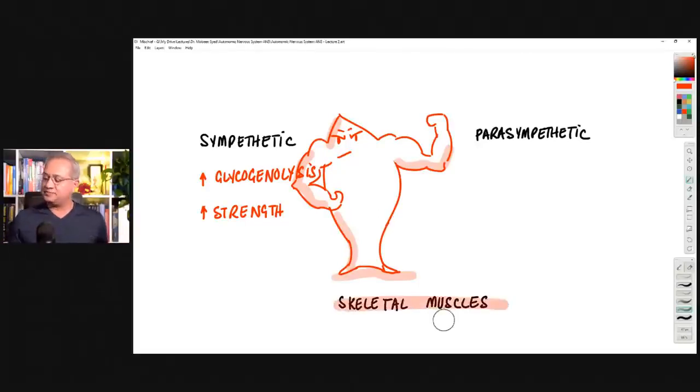Okay, skeletal muscle. This is the hero of the sympathetic system. For the parasympathetic system, GIT is the hero. For the sympathetic system, skeletal muscles are the hero. So, of course, everything is for them. They are protecting us, they are helping us run, not the muscles themselves are running. So, sympathetic system, muscle would have increased glycogenolysis. What does that mean? The glycogen, the stored glucose, is broken up and used.